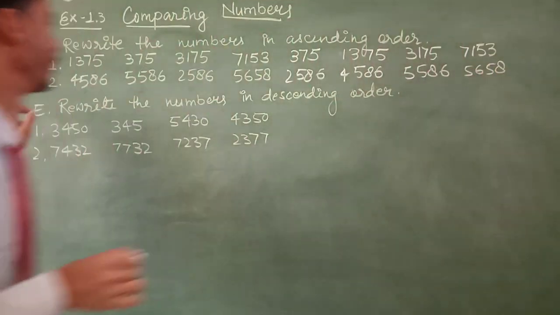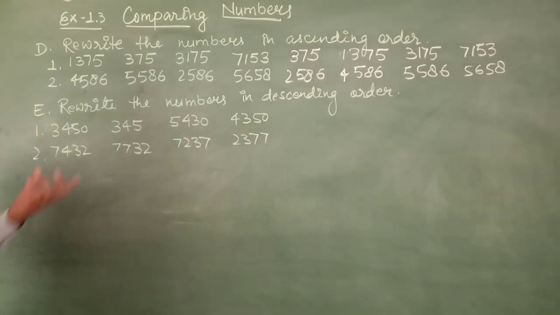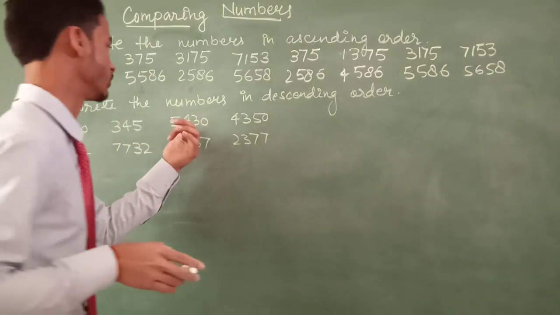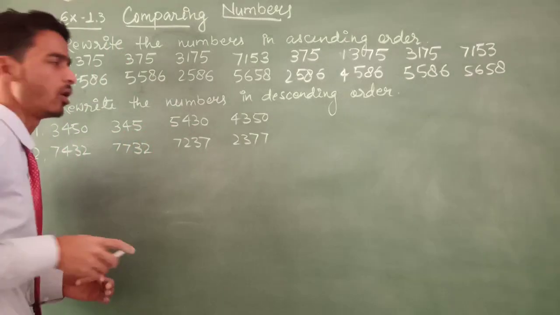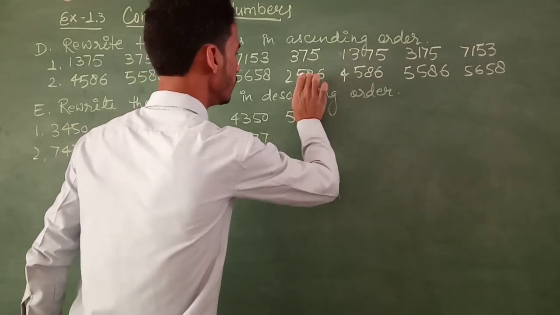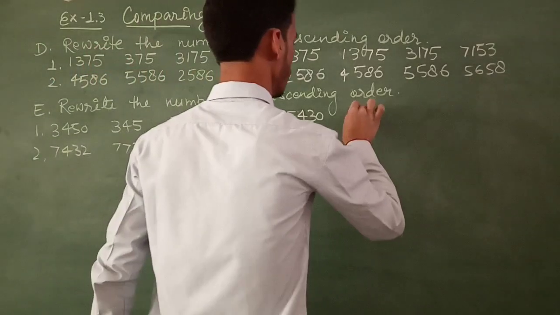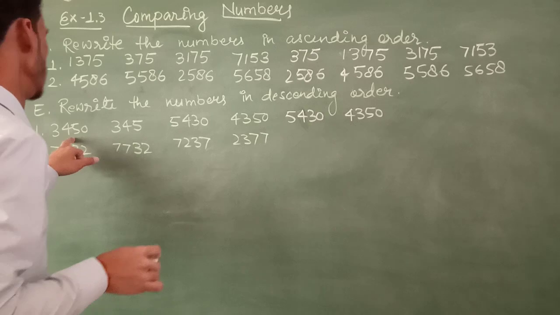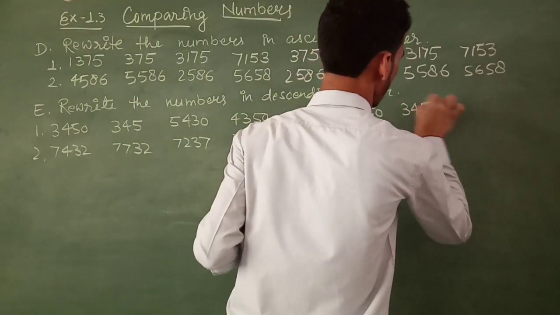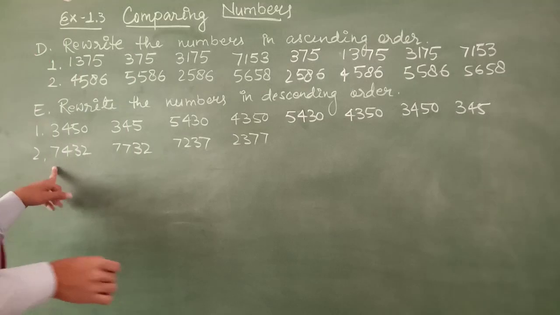And the next one is you have to write the numbers in descending order. Descending order means you have to arrange the numbers from greatest to smallest. So firstly we have to find the greatest number. 3450, 345, 5430 and 4350. We know that 5430 is greatest of all. So firstly we have to write 5430. And after that there will be 4350. And the next will be 3450. And the next 345.